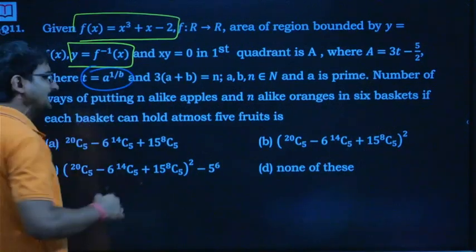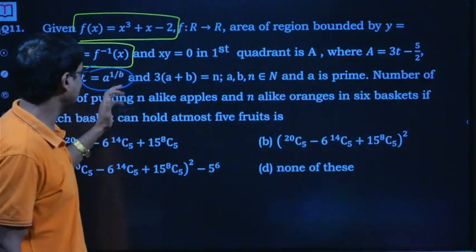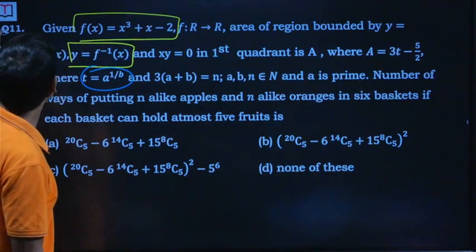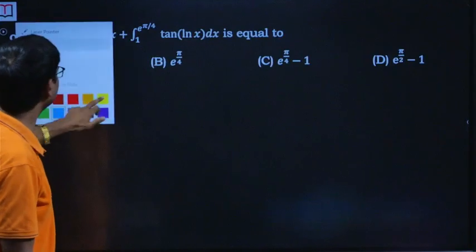a raised power 1 by b, and then there is a question following. That's not a concern here. That you can try later. But a raised power 1 by b, so a is 2 and b is 3. And then you put the value, get n, and then you can try to solve it further. Moving quickly to the next one.